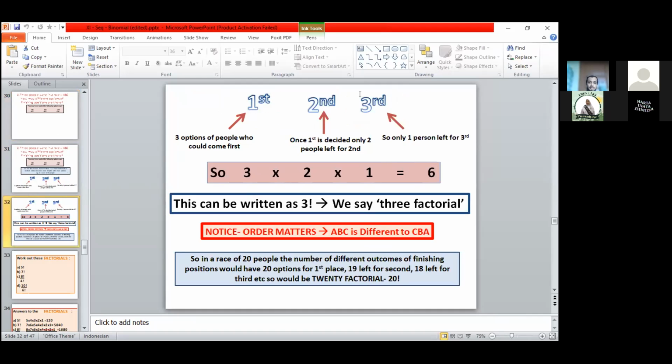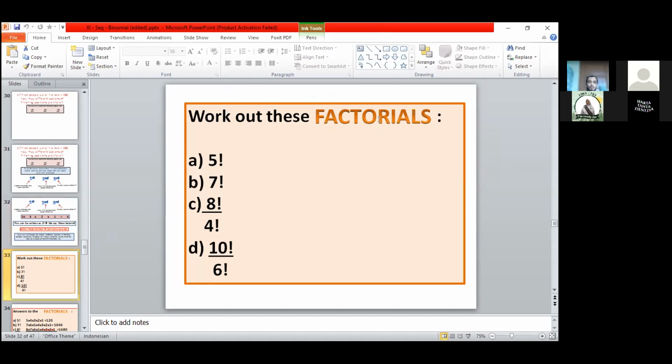Or 6 ways untuk mengurutkan. So this is written as 3 factorial. Jadi tulisannya 3 faktorial, notasinya 3 tanda seru. Okay, so what does it mean? Basically it means 3 times 2 times 1. So we multiply everything until 1. So, work out this factorial.